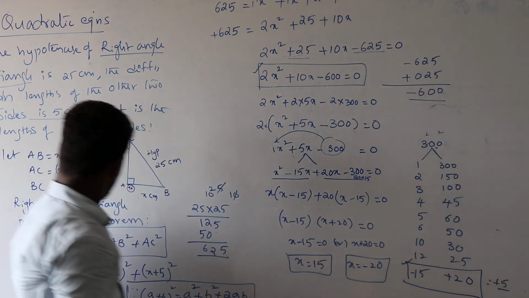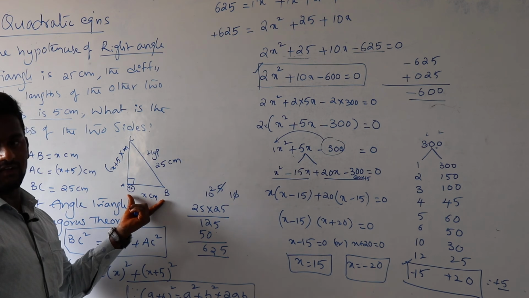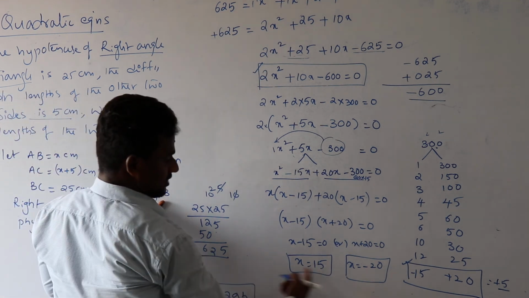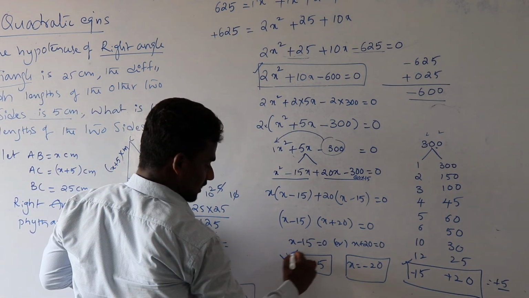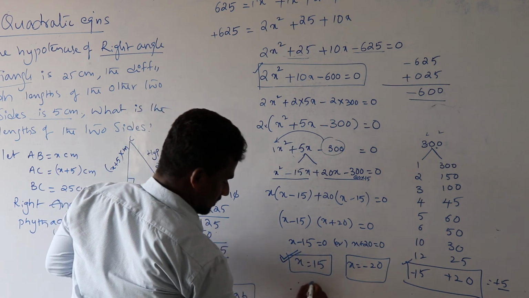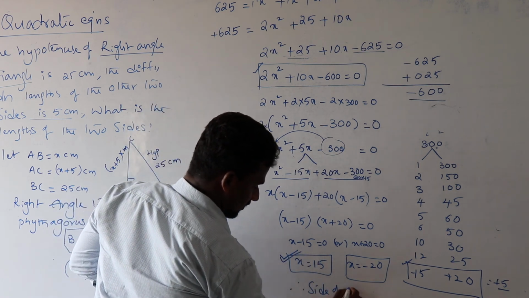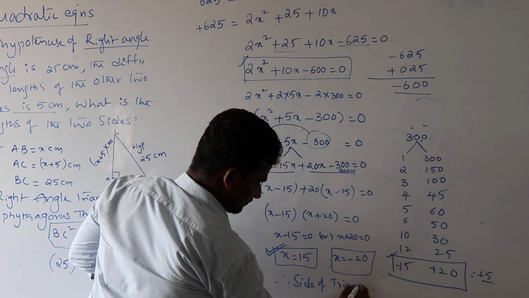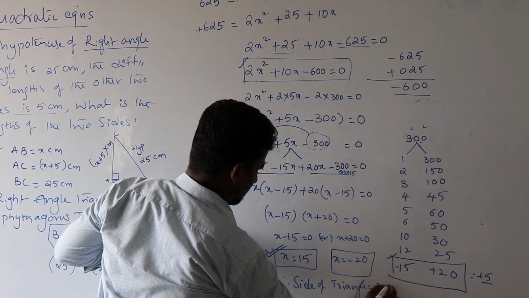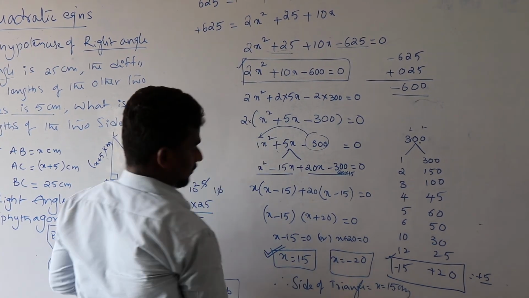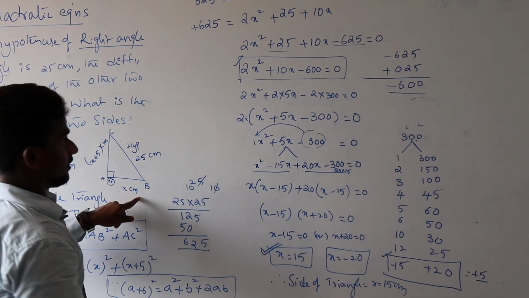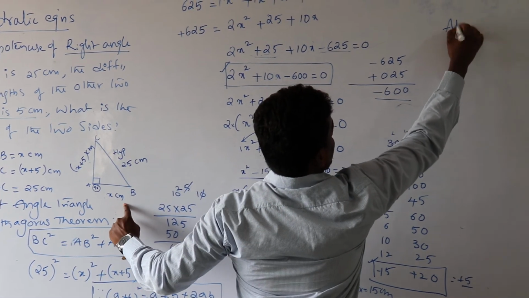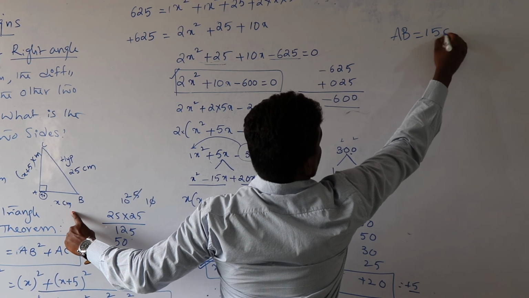What is the x here? It is the side AB. A side is always taken as a positive value, so that is the correct answer. Therefore, the side of the triangle x is 15 centimeters. So length of AB equals 15 centimeters.